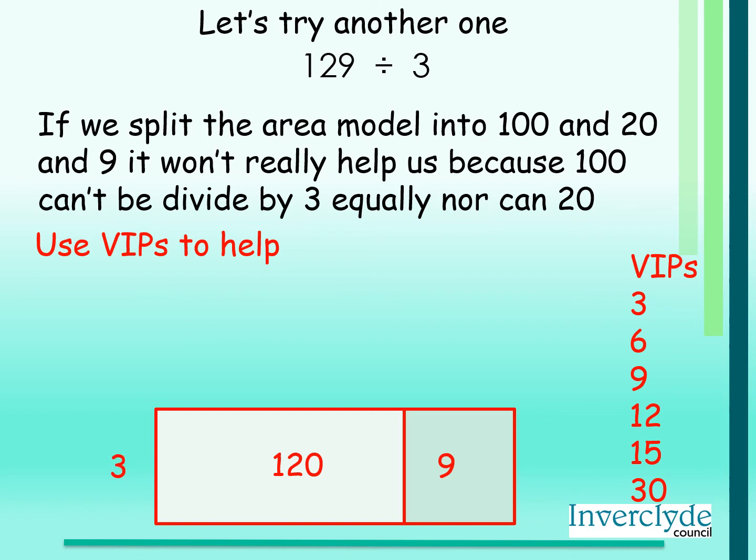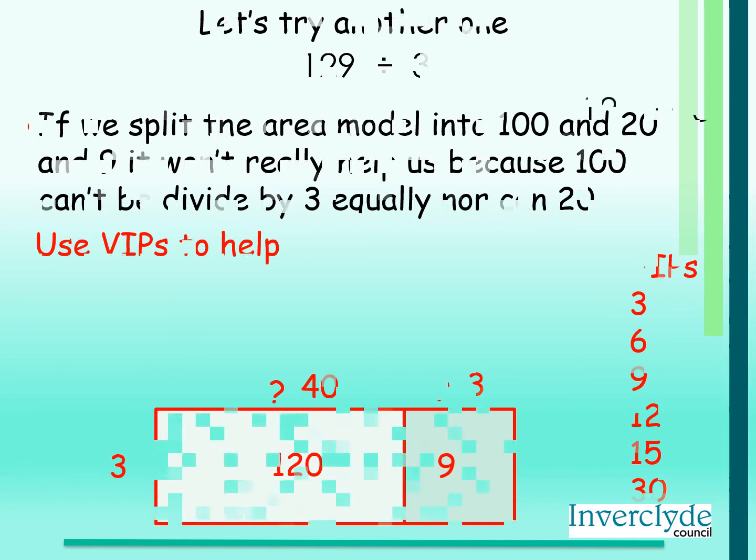So now we're ready to divide by 3. We have to think about what's 120 divided by 3 and 9 divided by 3. 120 divided by 3 is 40 because 3 40s make 120, and 9 divided by 3 is 3 because 3 times 3 makes 9. Did you do the same with your area model?